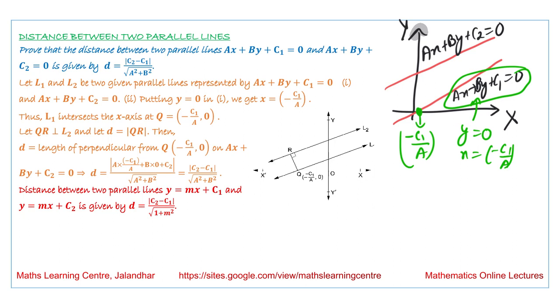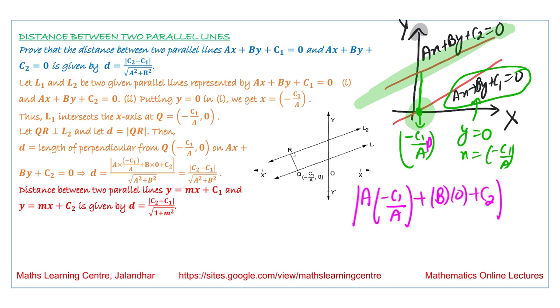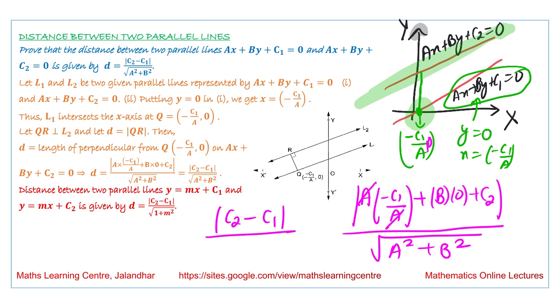Now if we calculate the distance of this line from this point, the answer we obtain is mod of a into the coordinates of this point, minus c1 by a, plus b into 0 plus c2, divided by square root of a square plus b square. So this a gets cancelled.